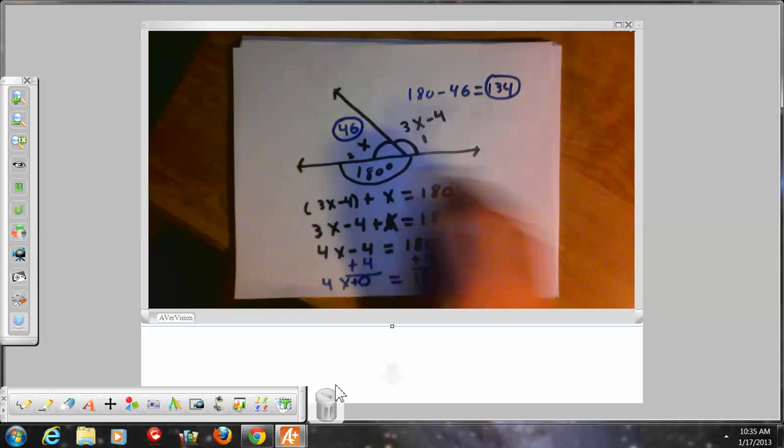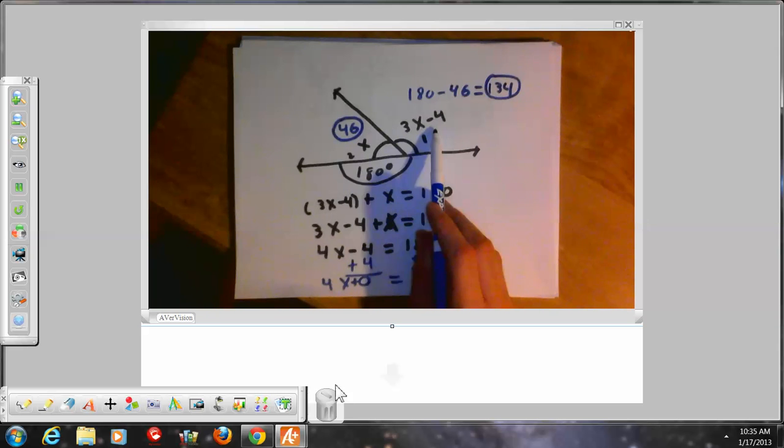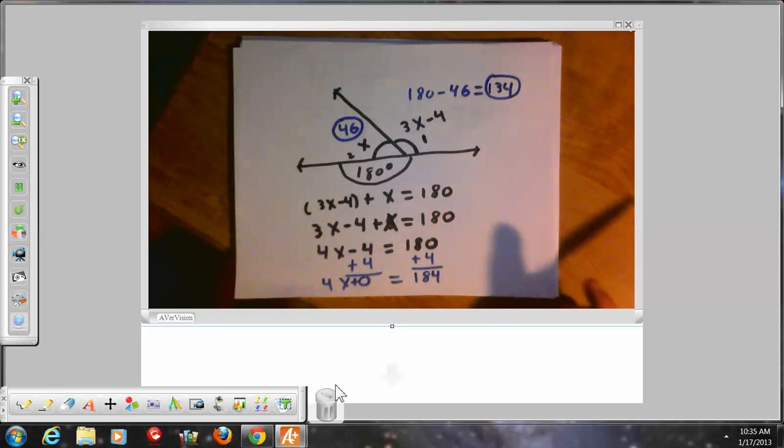Alternatively, if you didn't want to do 180 minus 46, you can plug x into this expression over here, or 3 times 46 minus 4 will also give you 134. Okay?